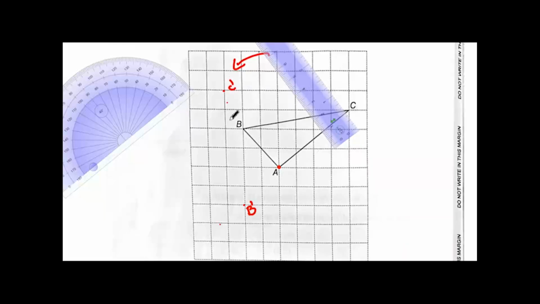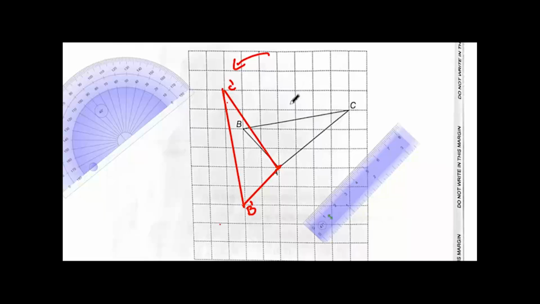So what I'll need to do now is to join the 3 points together. Point A, B prime and C prime respectively. So once I join them together, that will be the image of that triangle ABC when turned 90 degrees anti-clockwise about point A. So let me draw the three lines to join them together. So I have joined the three points together.